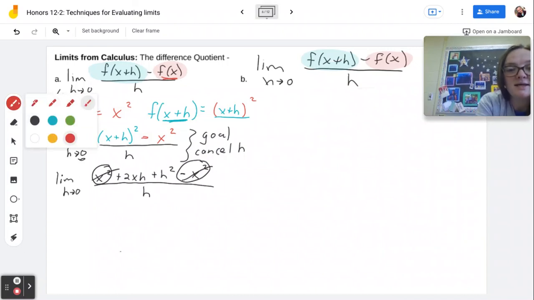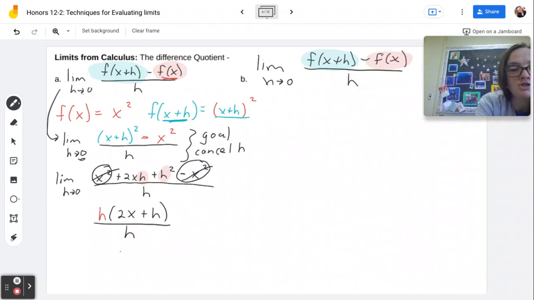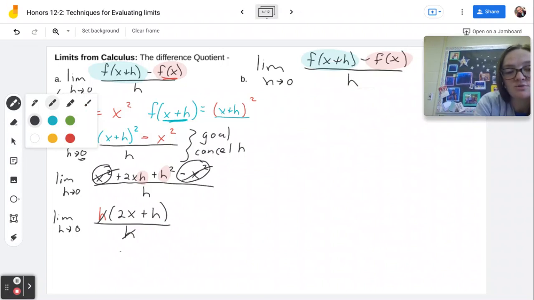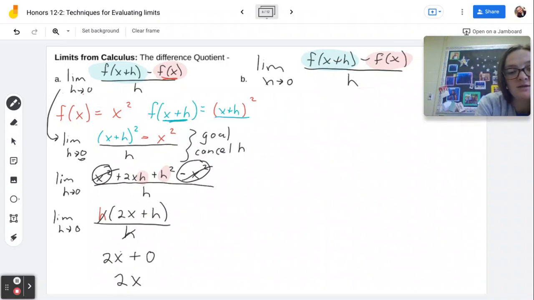Both of these contain an h term, so I'm going to factor one out. If I factor one out, what's left on the inside is 2x plus h, all over h, and this is the limit as h approaches 0. We're going to cancel the h's here, and then we just need to use direct substitution. We're going to plug 0 in for h. So 2x remains untouched, that's not h, but h is 0. So 2x plus 0, and so the answer here must be 2x.